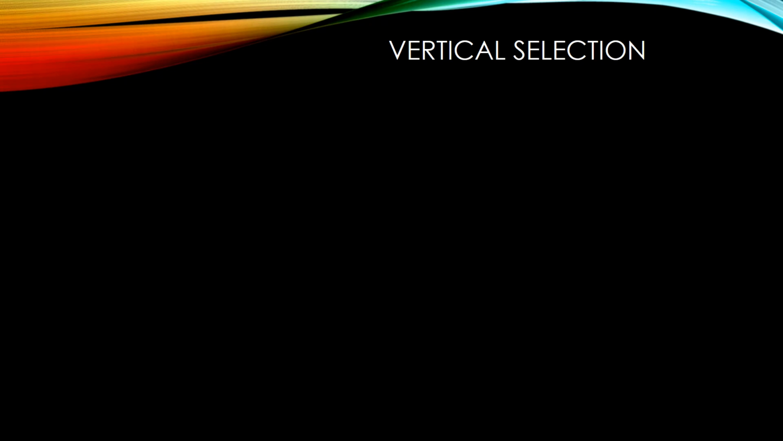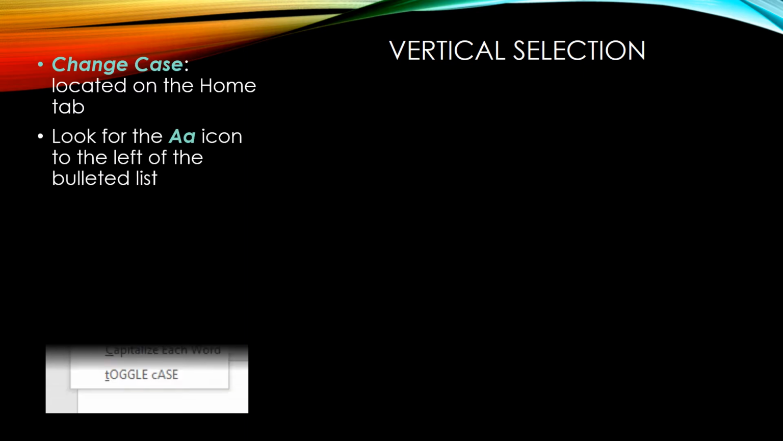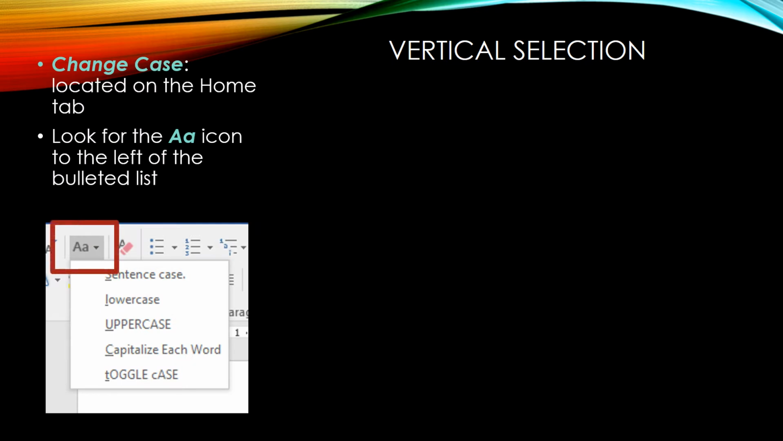Vertical selection. When you are working with your memorandum, you will need to be able to vertically select. That means select up and down rather than horizontally across. So we want to find our Change Case feature, which is located on the Home tab. We're going to look for the big A, little a icon to the left of the bulleted list. And then we are going to use Alt plus drag vertical selection.